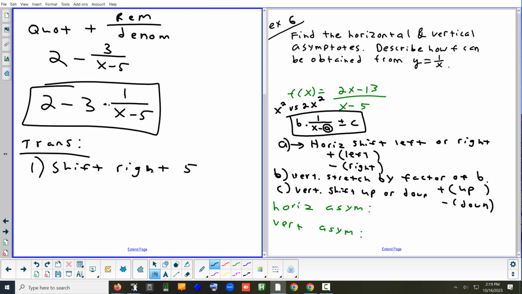Now the second thing is the B. What number is right in front of that fraction? 3. There is a negative with it. We talked about what the negative does. I didn't mention it today. We'll come back to the negative in a second. But what's the 3 going to do? Vertical stretch. Yep. So vertical stretch by factor of 3.